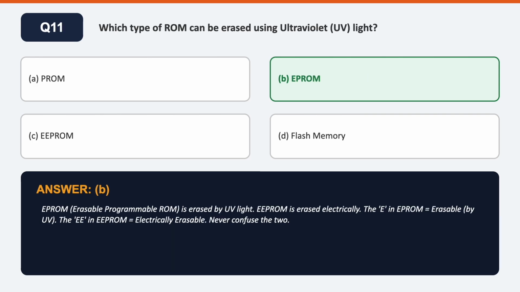Question number 11. Which ROM is erased by ultraviolet light? A. PROM, B. EPROM, C. EEPROM, D. Flash memory. Answer EPROM. EPROM uses UV light, EEPROM uses electrical signals. 1E equals UV, 2 equals electrical.